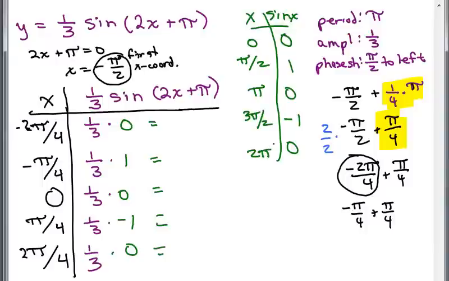And again, keep in mind, by using these values we have for the x coordinates here, it'll be the same after we plug in those values for x as just taking the sine of the x's you see here. It's a little confusing. Okay, so 1/3 of 0 is 0. 1/3 of 1 is 1/3. 1/3 of 0 is 0. 1/3 of -1 is -1/3, and 1/3 of 0 is 0. So these are our 5 ordered pairs that we're going to use to graph.